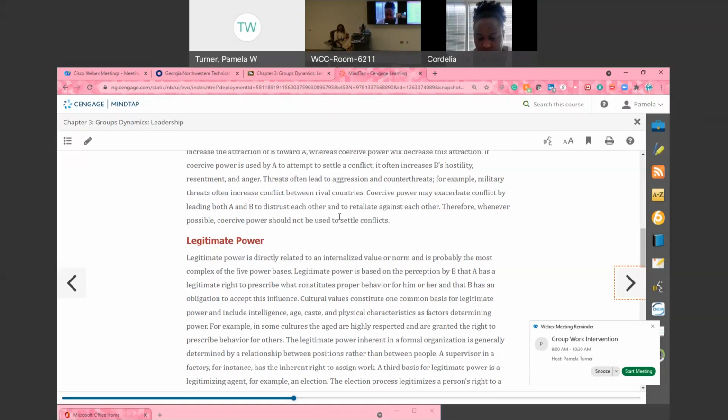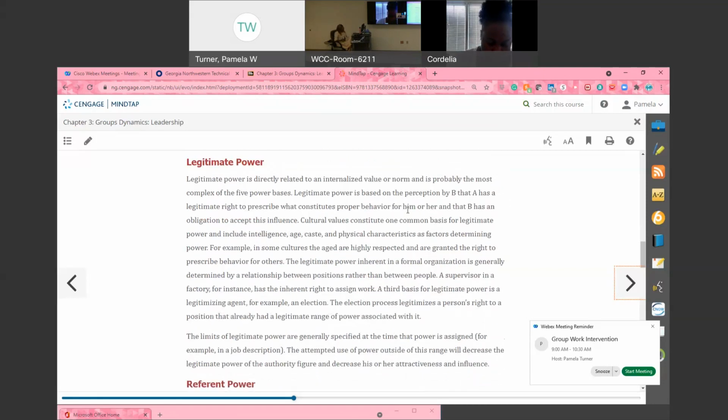Have you ever been in a group setting where someone just kind of steps up and tells everybody what to do? You're like, who the heck are you? Right? So in that moment, the other members believe he has legitimate power. Cultural values constitute one common basis for legitimate power, including age, caste, and physical appearance. For example, in some cultures, the aged are highly respected and granted the right to prescribe behavior for others. Legitimate power in an informal organization is generally determined by the relationship. A third basis for legitimate power is an election. So I can be the legitimate power, I can appear to be the legitimate power, or I can stand up and choose to be legitimate power.